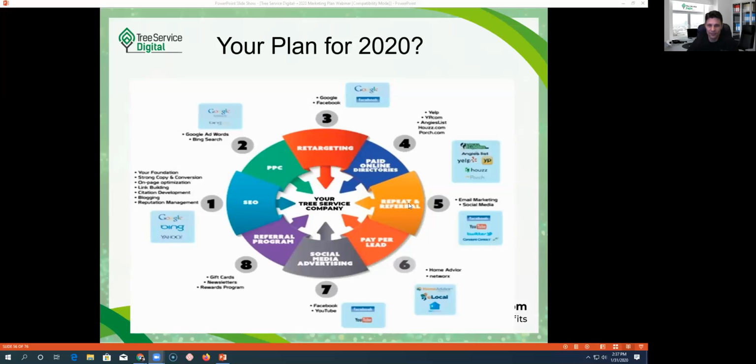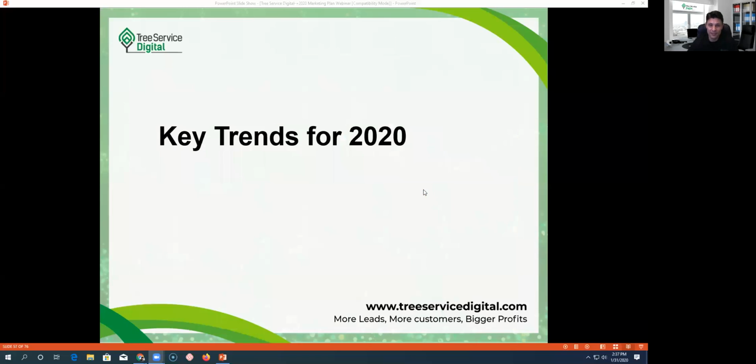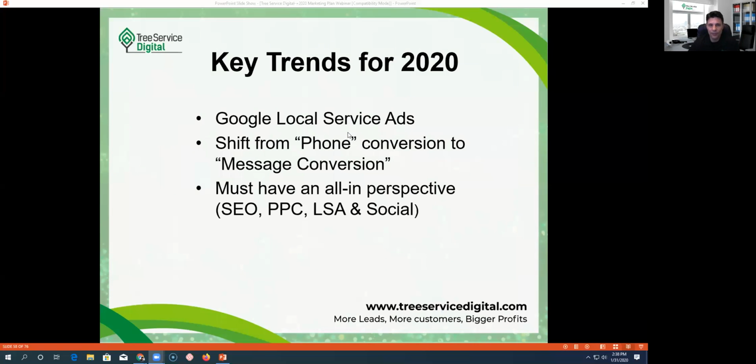And so the first three, I would say, are the most important. But after that, these other ones help bring in more business too. So the key trends coming up for 2020, let's go over that real quick. Some of these things have already been in effect, but there are some more trends coming up this year that you probably just want to be aware of and know about.